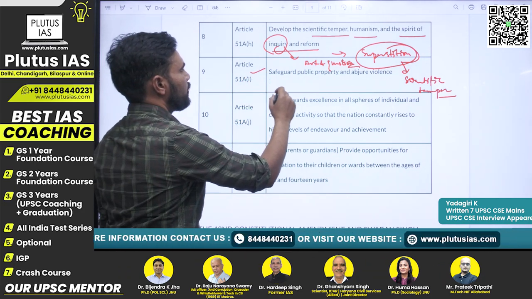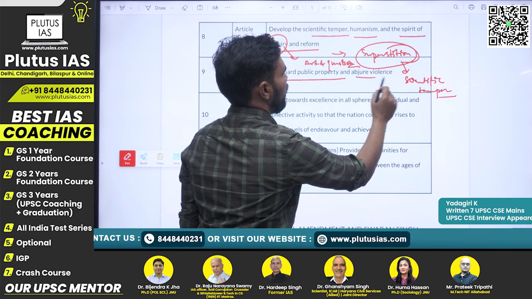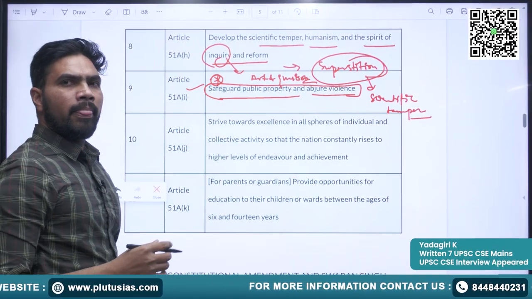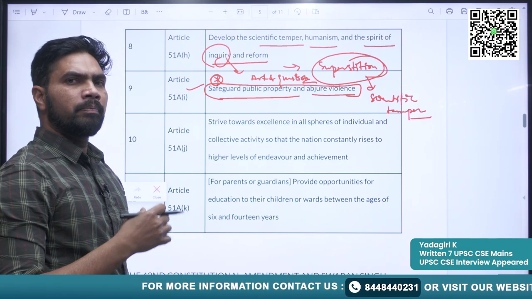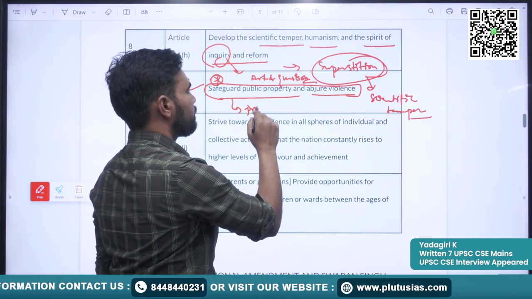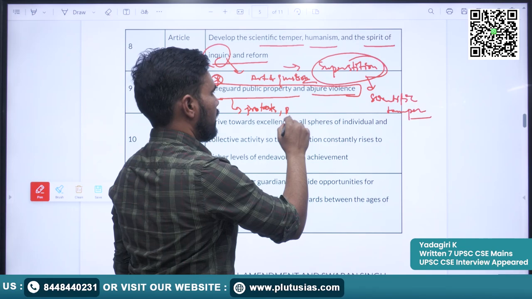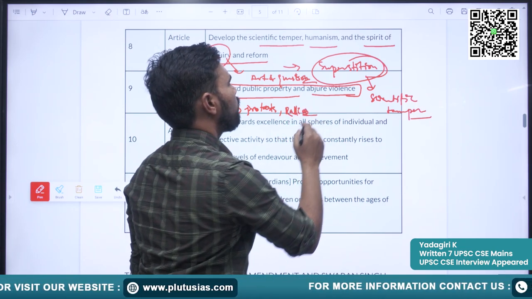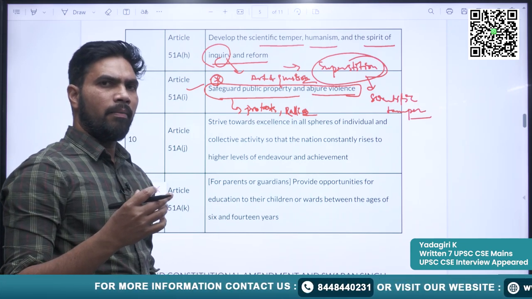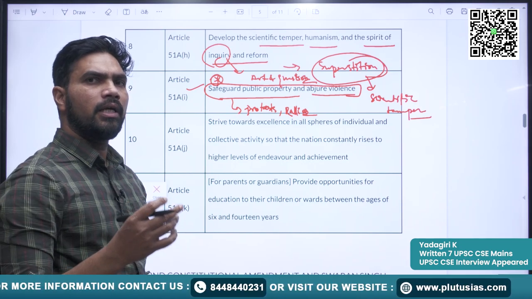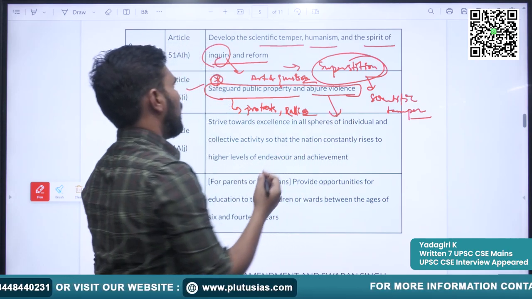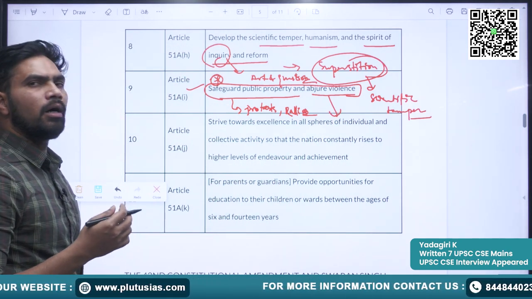And the next duty, the ninth duty, is to safeguard public property and abjure violence. This is also a very important duty. We can see this has been violated many times during protests and rallies. A lot of public property is damaged, and there is a lot of loss to the state and also to the people of India. So this duty asks people to safeguard public property and abjure violence.